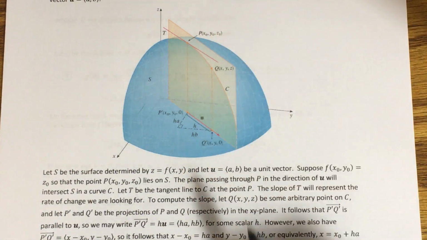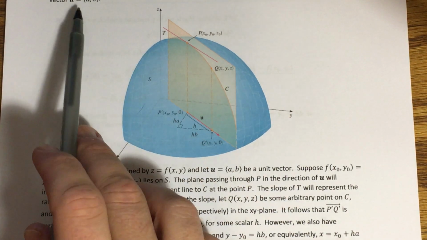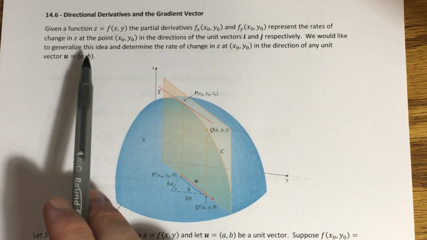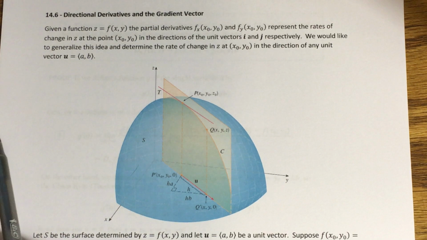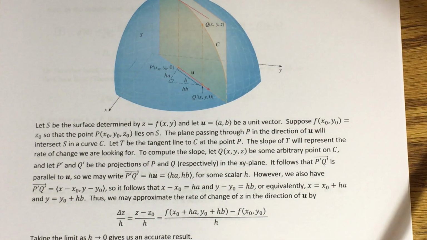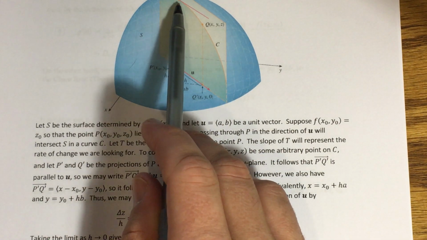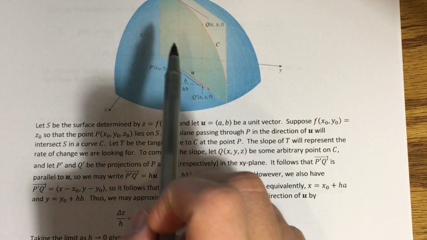But in our case, the vector u is in the plane. Notice the vector u up here is a vector with 2 components, not 3. So we're specifically talking about a unit vector in the xy plane. Okay, so that provides a direction that we want to establish our rate of change in.